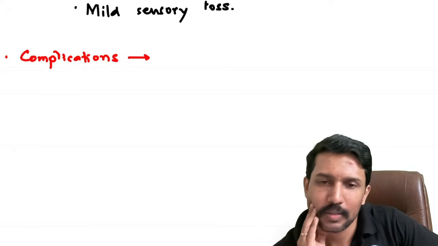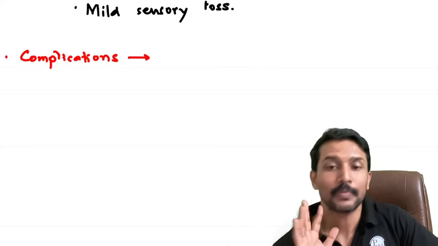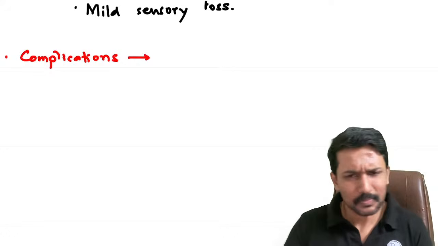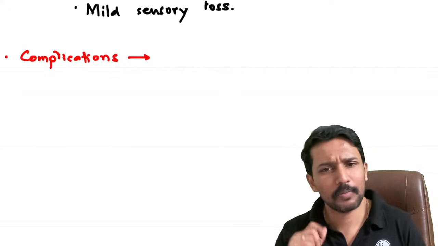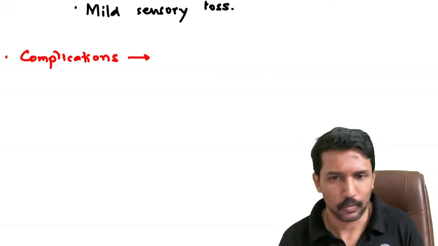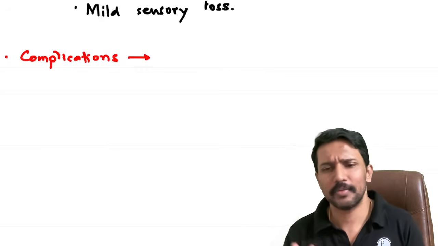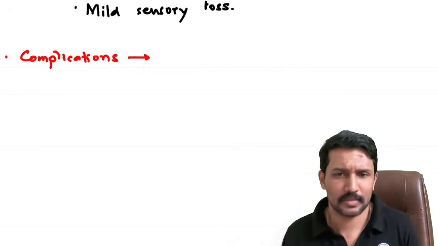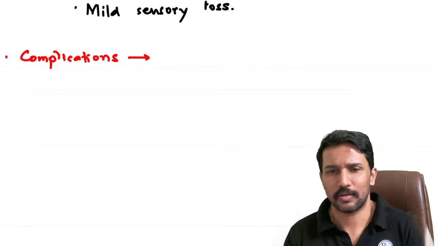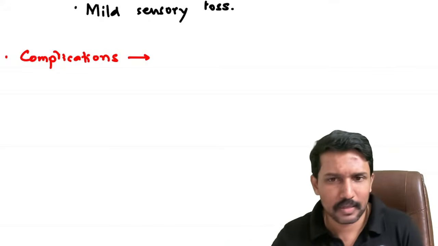Can GB syndrome kill a person? Well, it can. But if my feet are paralyzed, will I die because of that? No. If my leg muscles are paralyzed, will I die because of that? I will become incapacitated, right? I have to be on a wheelchair or I will be bedridden. But directly will I die because of it? No.